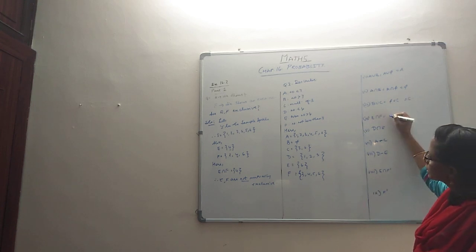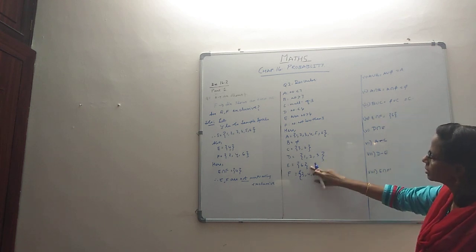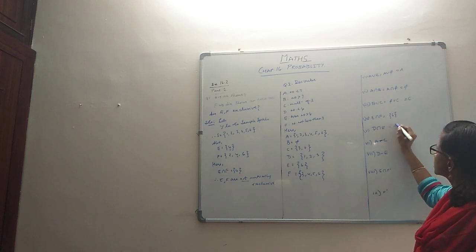Then E intersection F, that we can see. E intersection F is element 6. Yes, it's clear. D intersection E. There's nothing common between D and E. Just check, nothing is common. So it's an empty set.